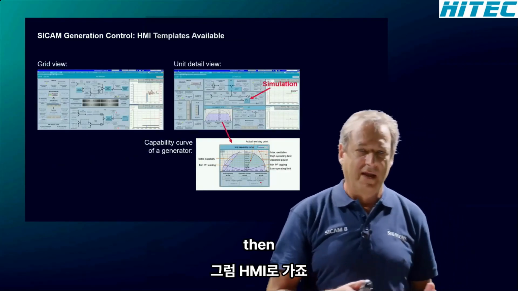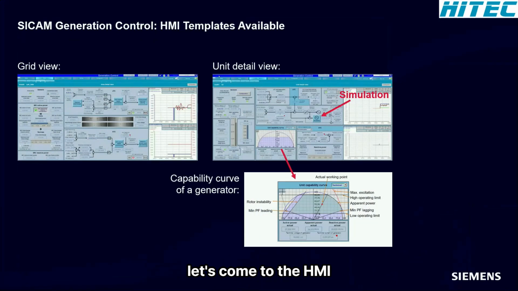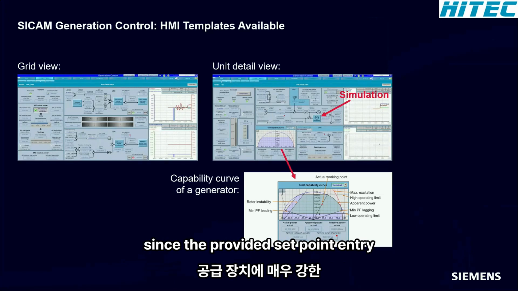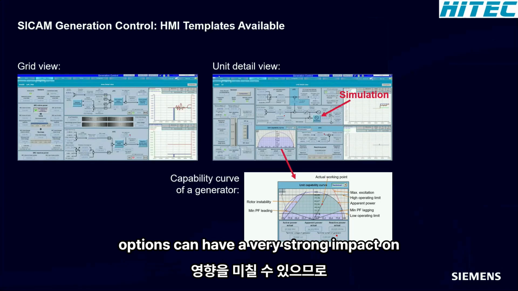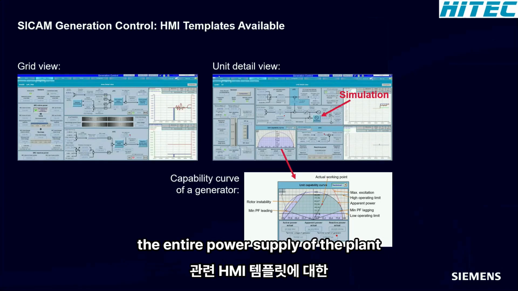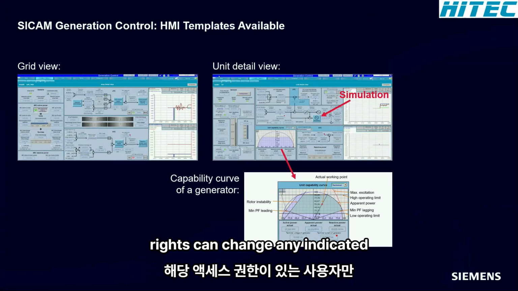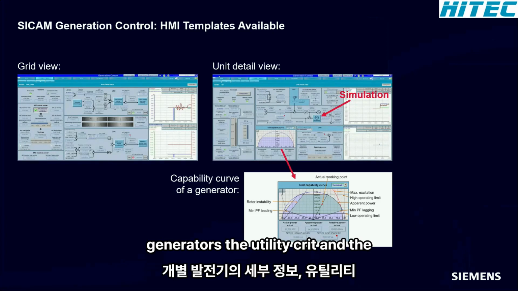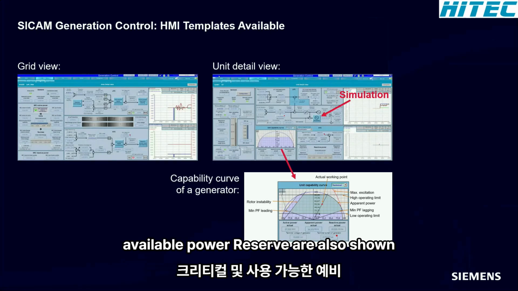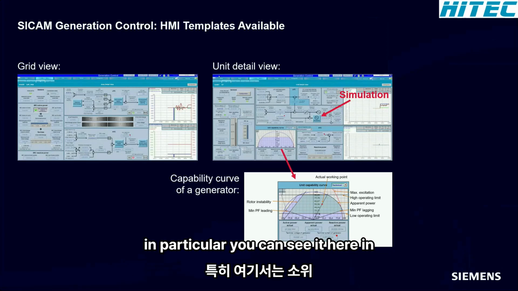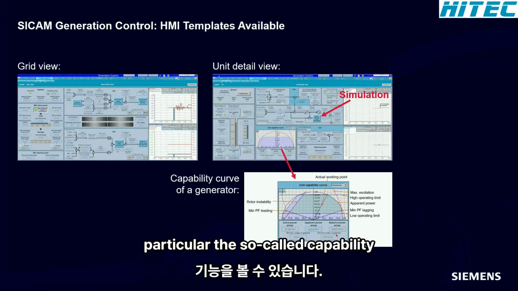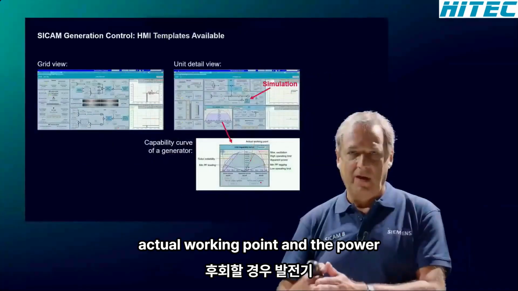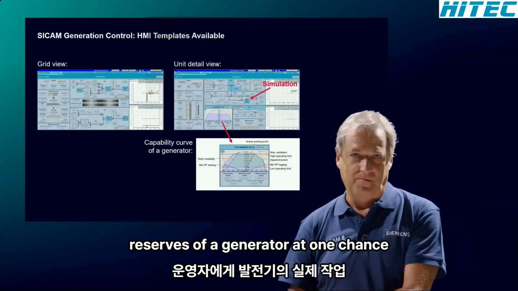Then let's come to the HMI. The goal of this page is to give you an impression of our related HMI templates. Since the provided setpoint entry options can have a very strong impact on the entire power supply of the plant, only users with corresponding access rights can change any indicated parameter. All the details of the individual generators, the utility grid, and the available power reserve are also shown on these pictures. In particular, the so-called capability curve is used to provide the generator operator with information about the actual working point and the power reserves of a generator at one glance.